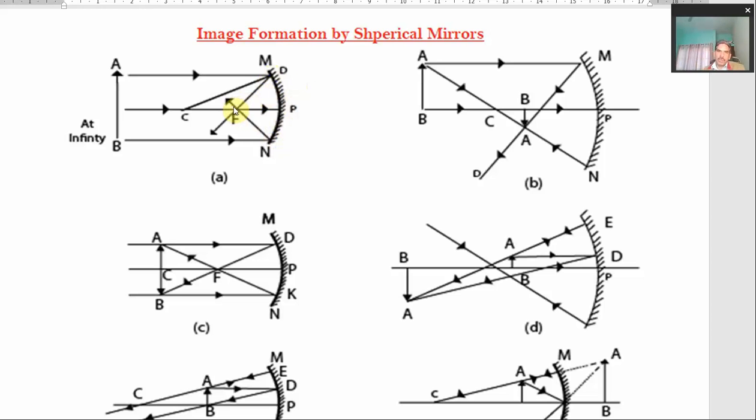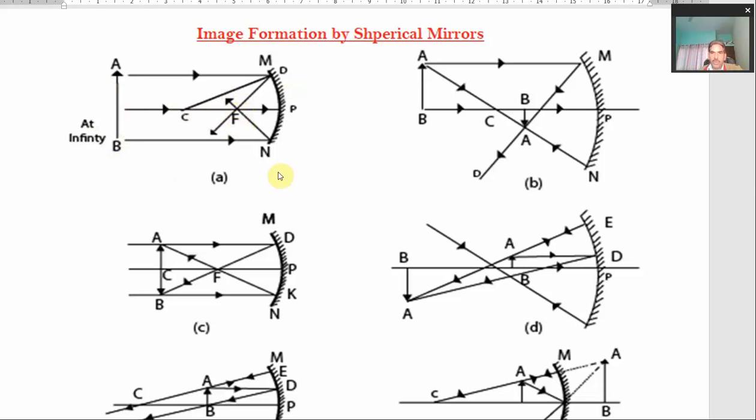If we place a small screen here, we will see a bright spot of that image of this object at infinity, at focus F. So that means this image can be focused or taken on a screen. In that case also, we call the image real. So it will be a real image of a highly diminished size, lying at the focus. So this is the first case.